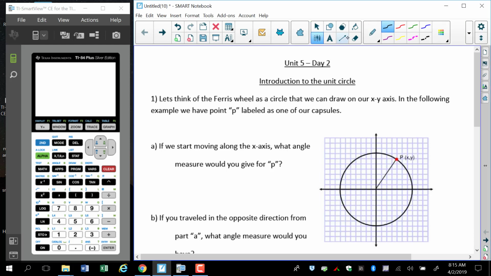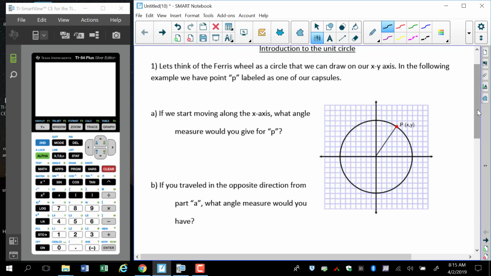All right, for day two, we're going to be looking at the unit circle. The unit circle is basically a circle where each one of these boxes is going to be considered one unit. We're going to call it the unit circle for now. Let's say we give this angle measure 45 degrees. I'm going to call that x, and let's say x equals 45 degrees.